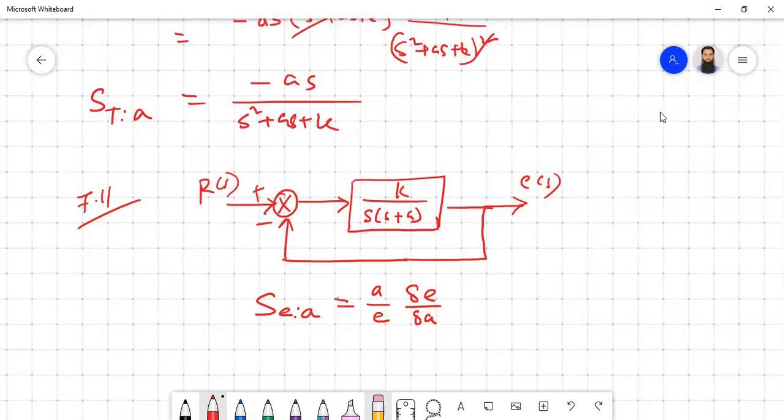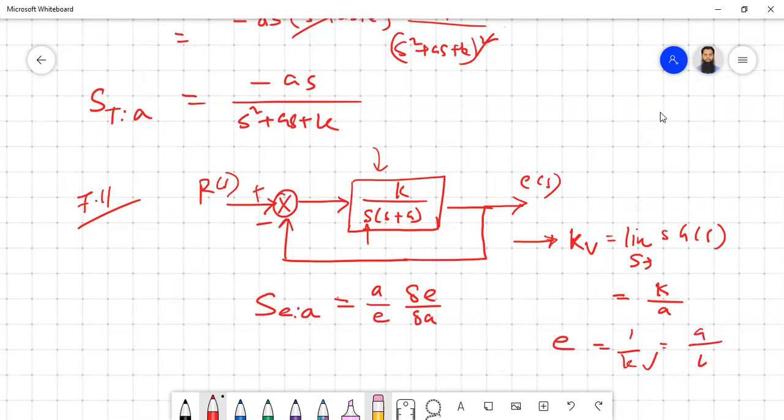First thing that we should do is find out the error for this particular system. The system type is important. The type is 1, so we should go for Kv. Kv is limit S tends to 0 of S times G of S. G of S is this parameter here, so S is getting cancelled out. What we get is K by A. Now we know that the error is 1 by Kv, that is A by K.